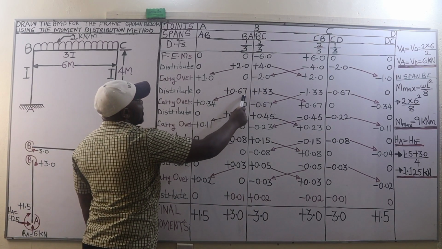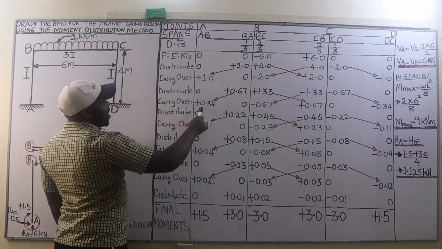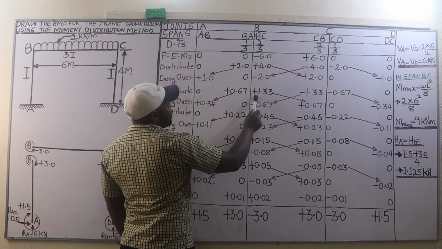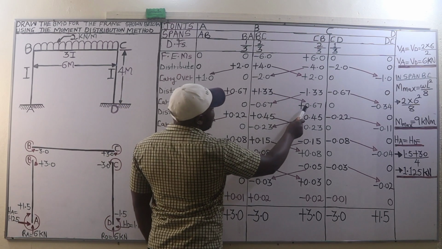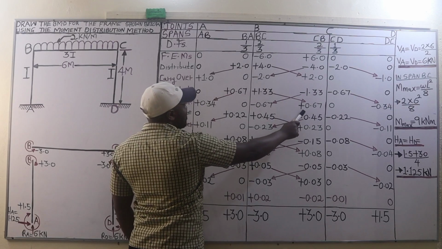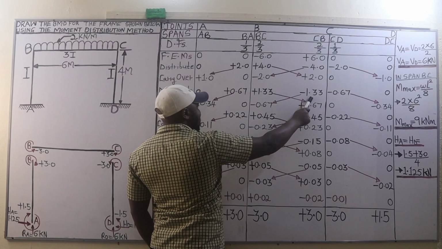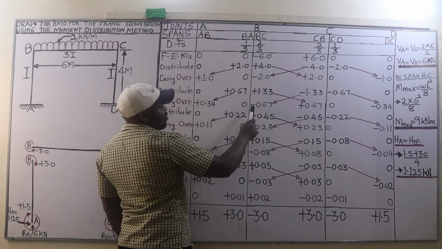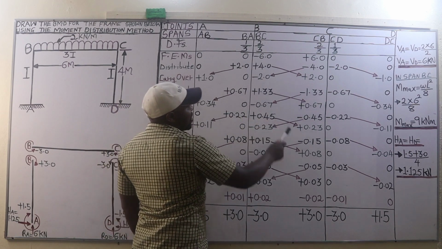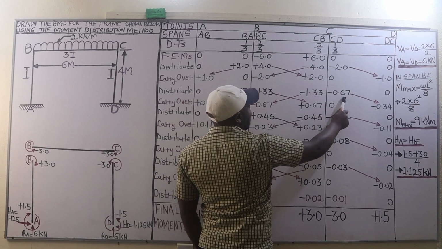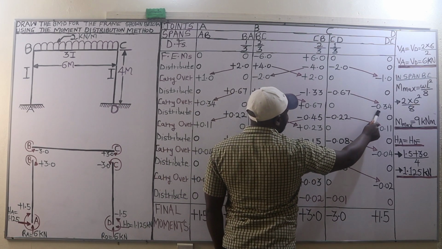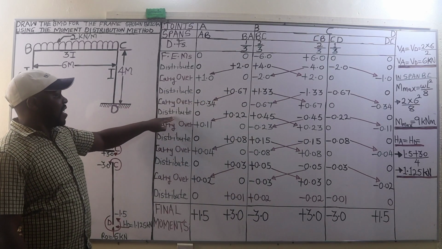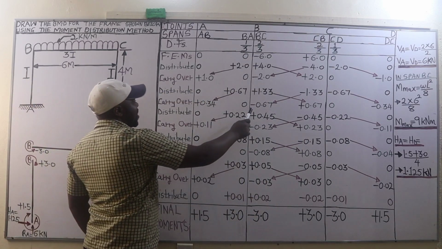Half of 0.67 on joint B carried over to joint A, that is +0.34. Half of +1.33 on joint B will be carried over to joint C, that will be +0.67. Half of -1.33 will be carried over to joint B, which is going to be -0.67. Half of -0.67 will be carried over to joint D, that's going to be -0.34. After carrying over, what for us? Distribute.